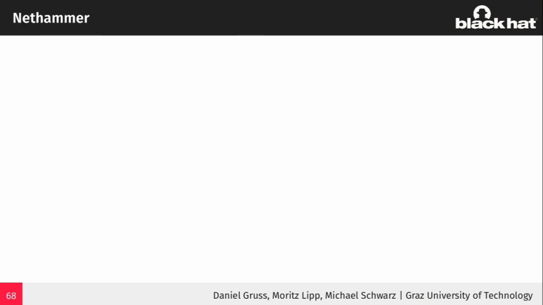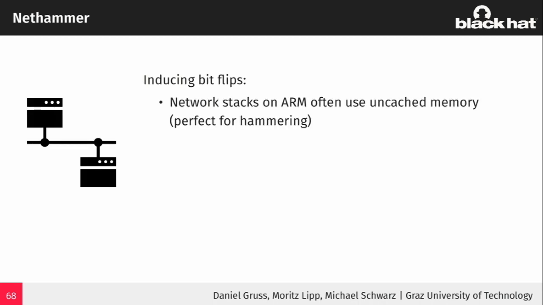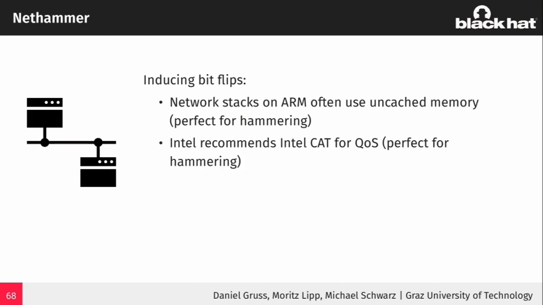So with Nethammer, we see that we can just send many, many packets to the system and induce bit flips. In the end, network stacks on ARM, for instance, often use uncached memory, which is perfect for hammering, as we've seen. Or Intel recommends the cache allocation technology for quality of service in cloud environments, where you can allocate the cache to different tenants. So you restrict the size of the cache, and under heavy workload, the virtual machine has only, for instance, 1 cache way, so you can evict pretty nicely using this technology.